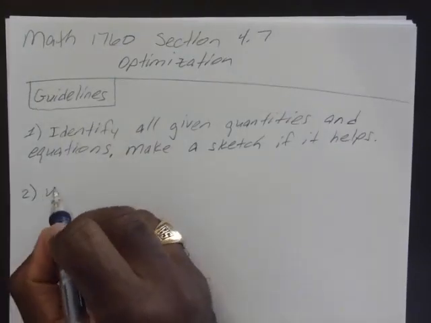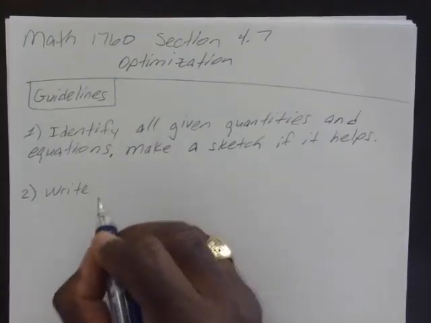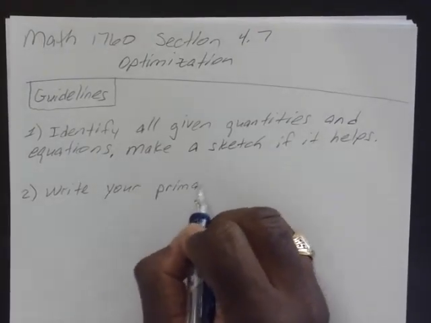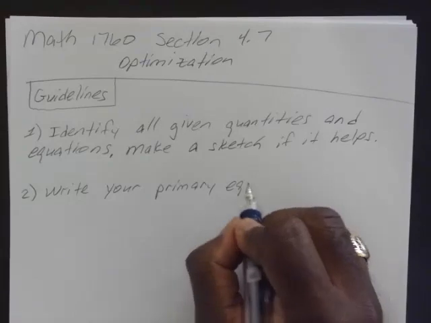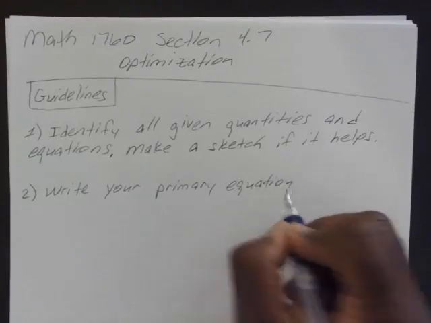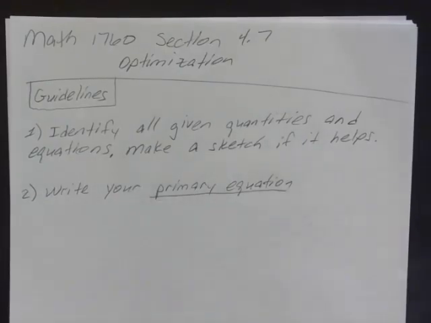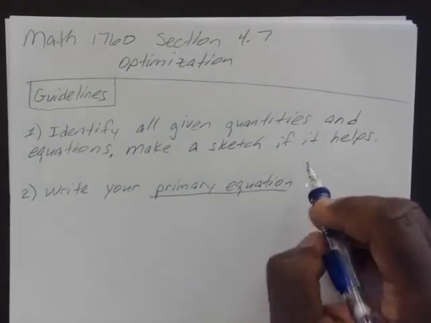So next, you want to write your primary equation. And that's for the quantity that's going to be minimized or maximized.